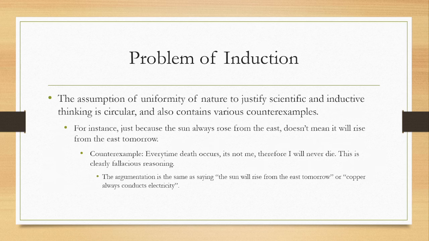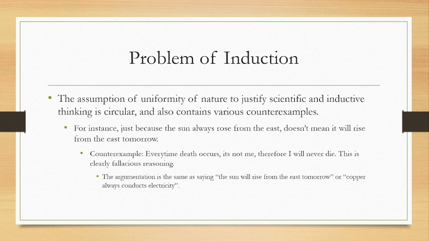The issue is the problem of induction, which was introduced by David Hume. The assumption of uniformity of nature to justify scientific and inductive thinking is circular, which I will be explaining exactly how. At the same time, there are certain counterexamples one can use to show that, wait a second, this is not always a legitimate way of reasoning. To give an example, again, the sun always rose from the east. That alone is not a justifiable reason for why it will rise from the east tomorrow.